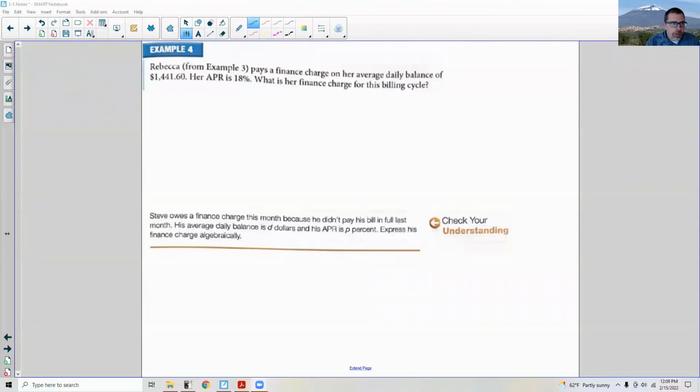Okay, example 4, last example in this chapter. Rebecca from example 3 pays a finance charge on her average daily balance of $1,441.60, which is what we just calculated. Her APR is 18%. What is her finance charge for this billing cycle? So we need a formula. There is a formula. Okay, so this is it. Finance charge equals the monthly rate divided by 100 times the average daily balance. Okay, because it's percent divided by 100.